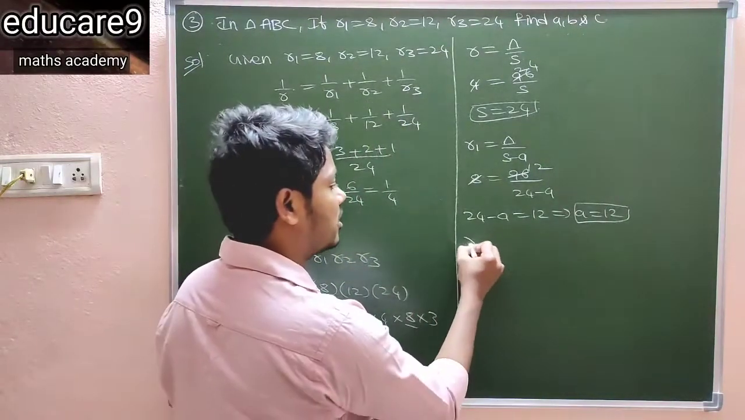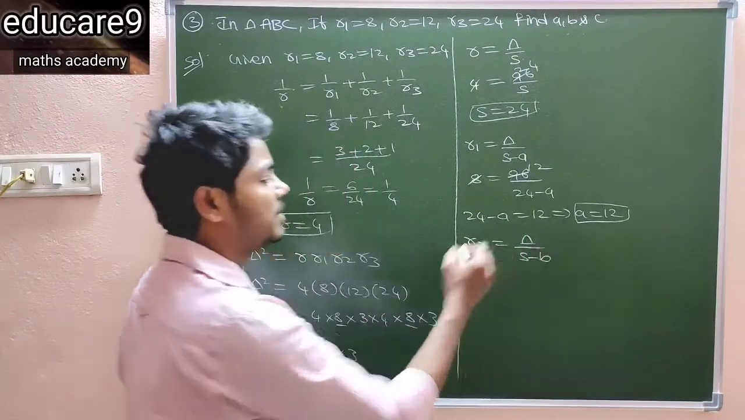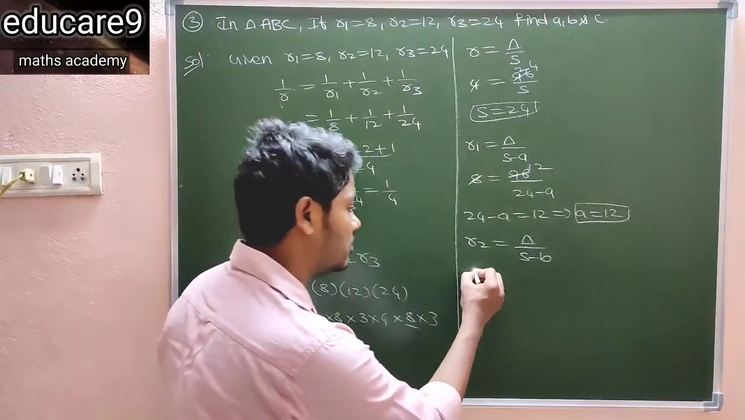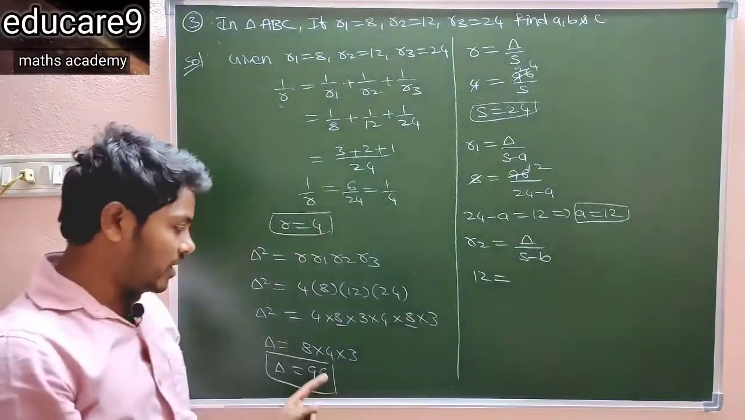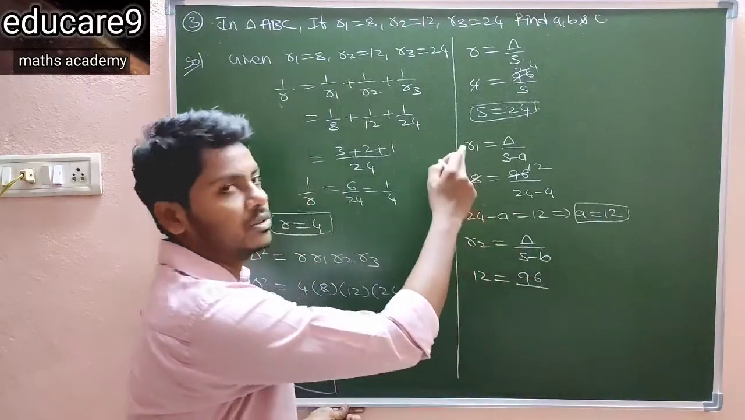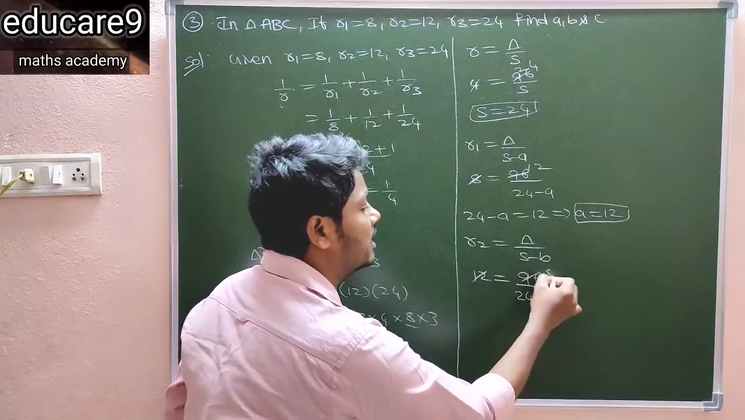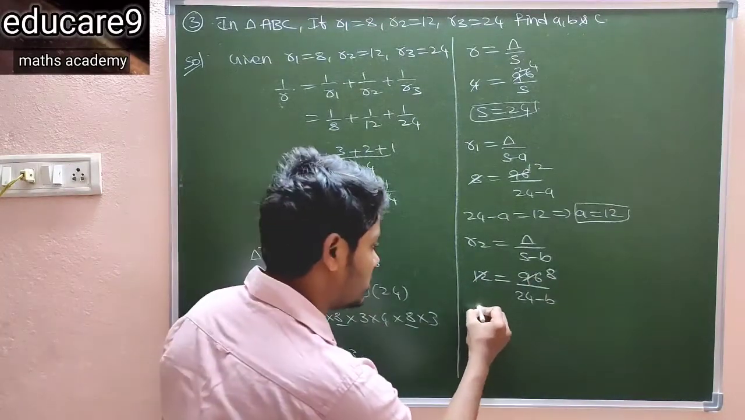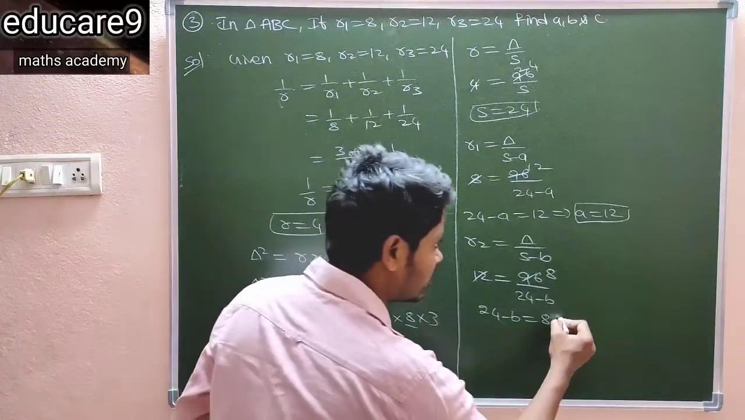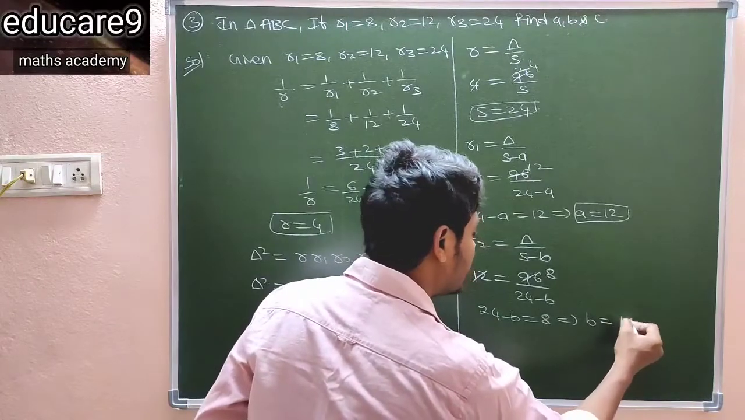So similarly, you know that R2 is equal to delta by S minus B. So here given R2 value is 12. And you know the delta value 96, and you know the S value 24, minus B. 12 into 8 is 96. So this is 24 minus B is equal to 8. So clearly B is equal to how much? 16.